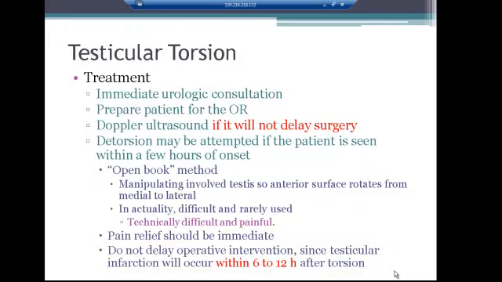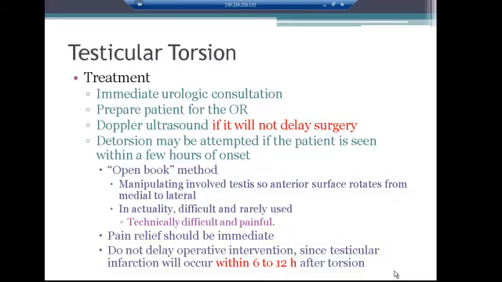Treatments for testicular torsion are an immediate consult for urology. Get ready to have that patient go to the operating room. Do all your preoperative delays. You can do a Doppler ultrasound to prove the diagnosis if you want, but it may delay getting to surgery, which is not good.